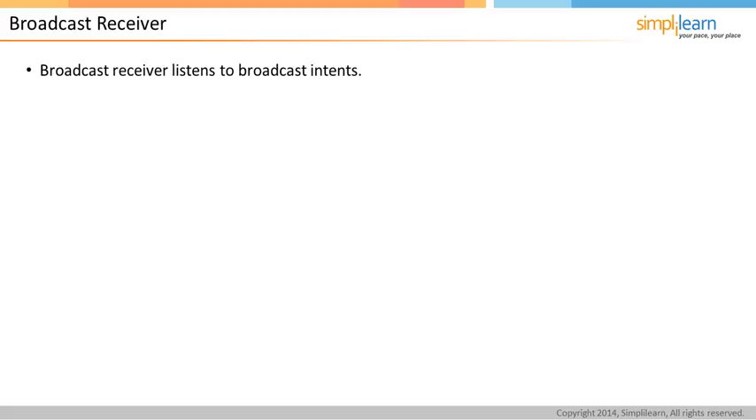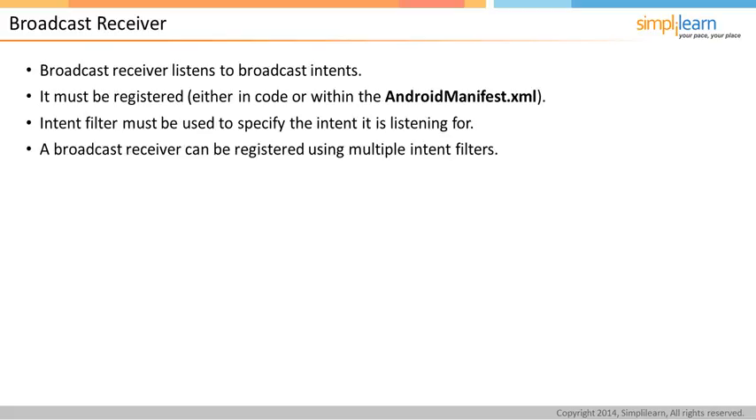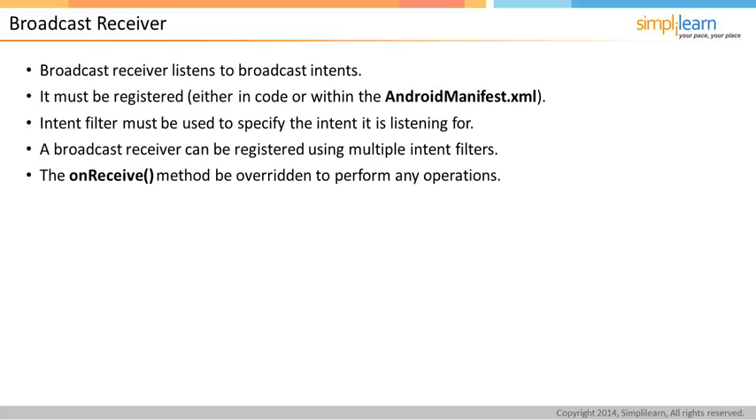In this slide, let us look into Broadcast Receiver. Broadcast Receiver listens to broadcast intents. It will receive messages broadcasted by the Android operating system from time to time, and this is why it is called Broadcast Receiver. It must be registered, either in code or within the Android manifest.xml. An intent filter must be used to specify the intents it is listening for. A broadcast receiver can be registered using multiple intent filters. The onReceive method has to be overridden to perform any operations using Broadcast Receiver.